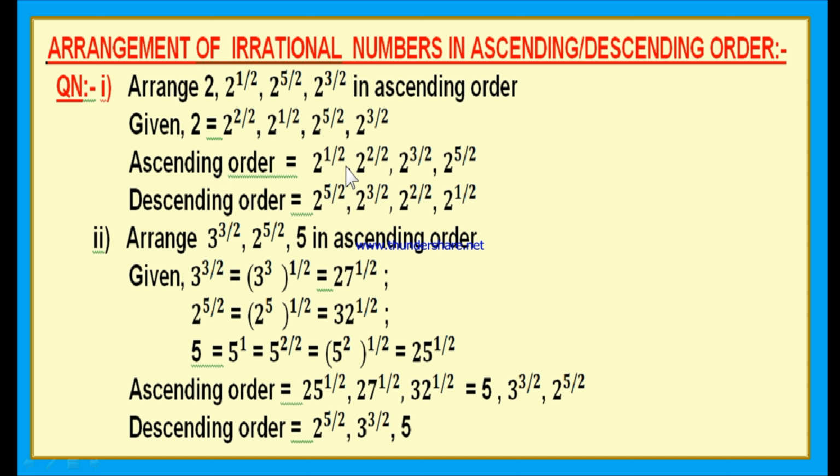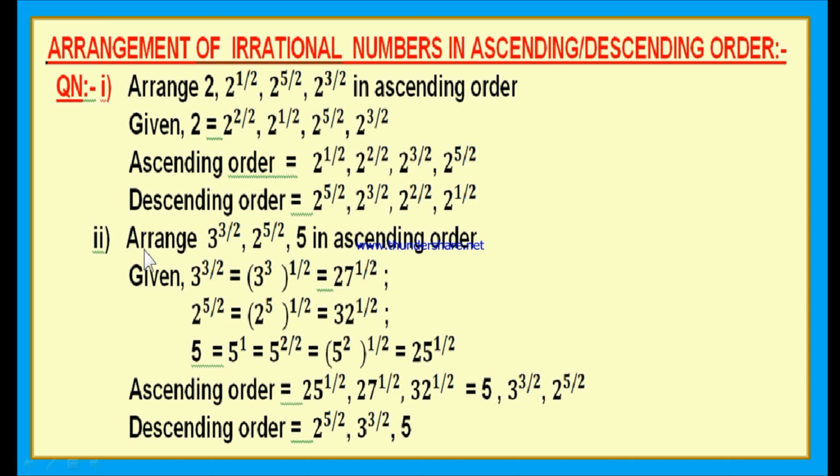Ascending order means you have to write from the least number to the greatest number. The least number is 2 power 1 by 2. The next value is 2 power 2 by 2. The next value is 2 power 3 by 2. And the last value is 2 power 5 by 2. This is ascending order. Once you write in ascending order, by writing its reverse order you will get the descending order: 2 power 5 by 2, 2 power 3 by 2, 2 power 2 by 2 and 2 power 1 by 2. This is descending order and that is ascending order.